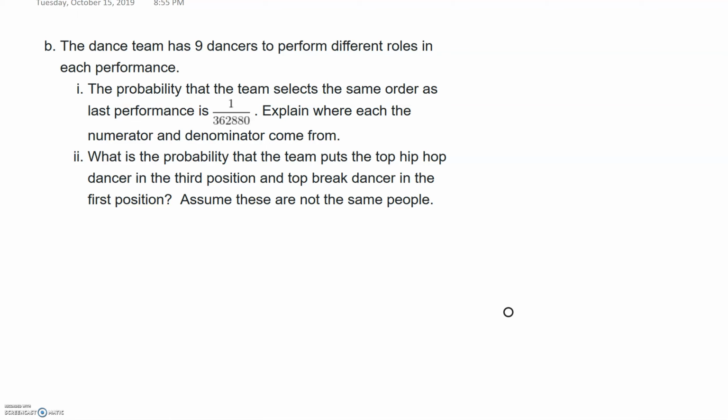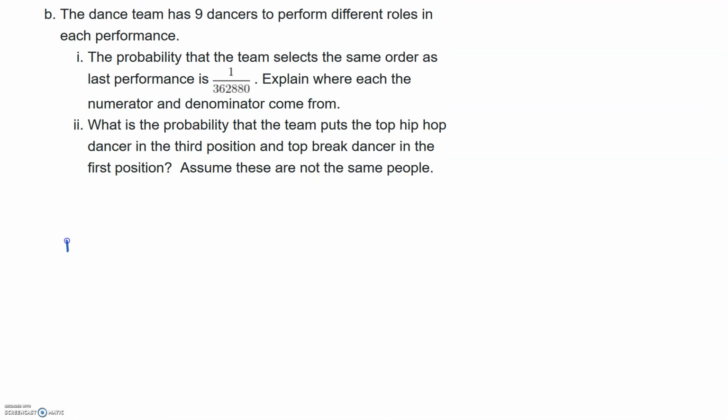So they want us to explain where each the numerator and the denominator comes from if we're trying to find the probability that the team selects the same order as the last performance. If you have 9 dancers performing different roles in a dance routine, numbered 1 to 9, and you want them to perform the exact same way the next time, there's really only one way that can happen. So that's where that 1 comes in, okay? There's only one way that you can have these dance performers perform 2 times in a row the exact same way.